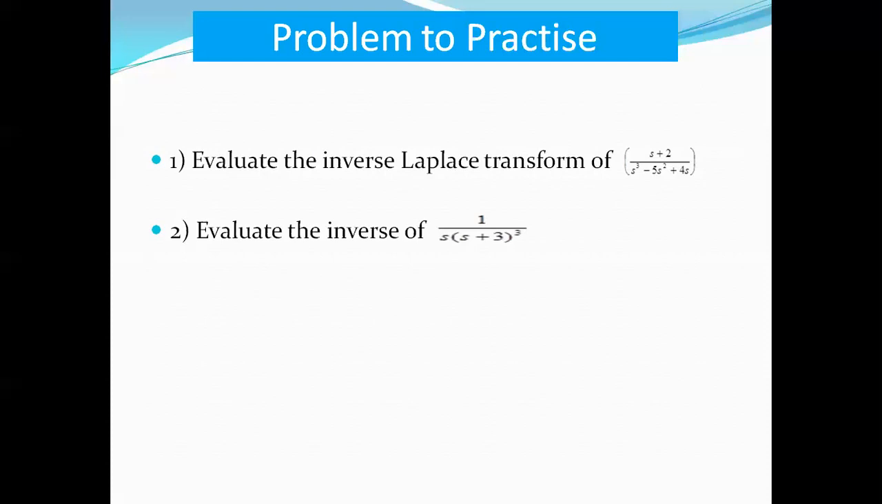Second problem: evaluate the inverse of 1 divided by s into (s plus 3) the whole cube. In this problem also, in the denominator we have more than one term. So as usual, we are going to take a partial fraction like a by s plus b by s plus 3 plus c by (s plus 3) the whole square plus d by (s plus 3) the whole cube. After solving the problem, we can get the answer.